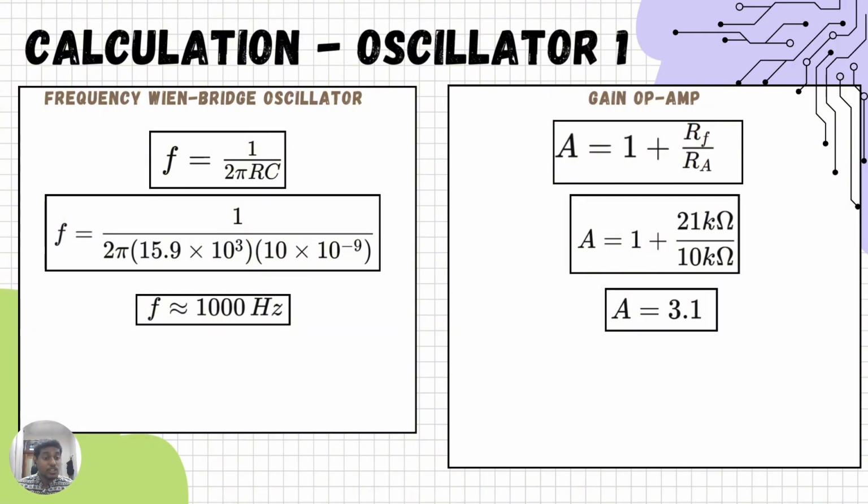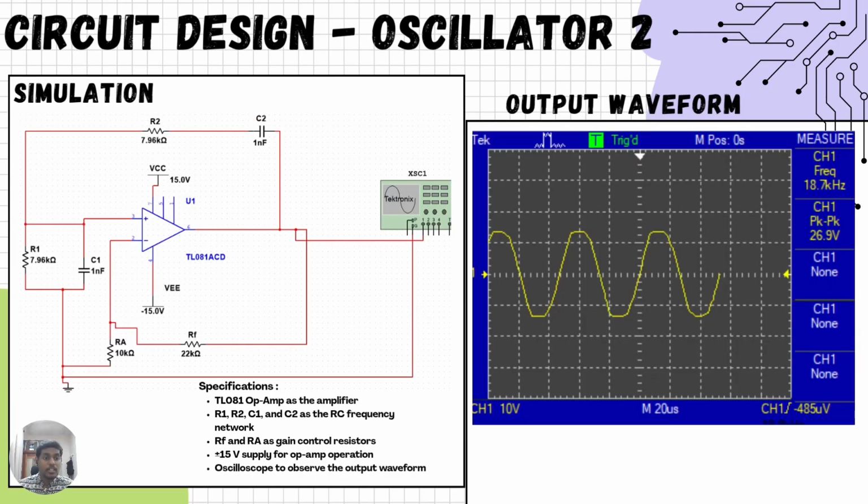In this condition, it means the oscillator can generate continuous oscillation and a very stable sine wave output is produced, as in the example I showed just now in the Multisim. So this one is oscillator 1. Next we are going to go to oscillator 2.